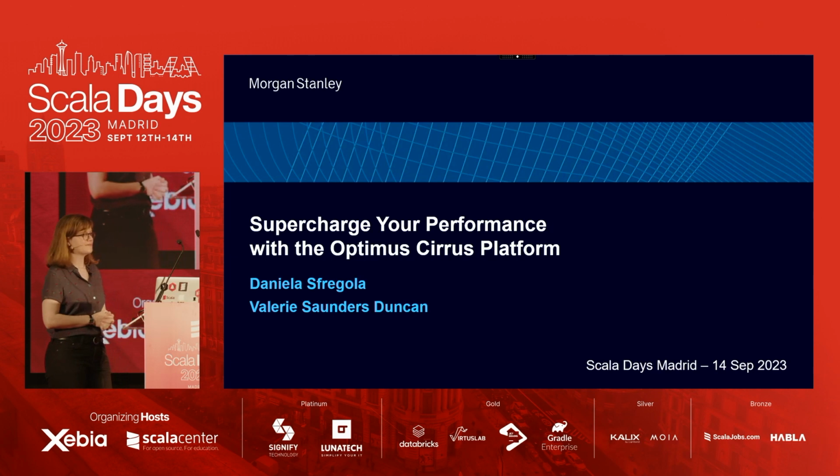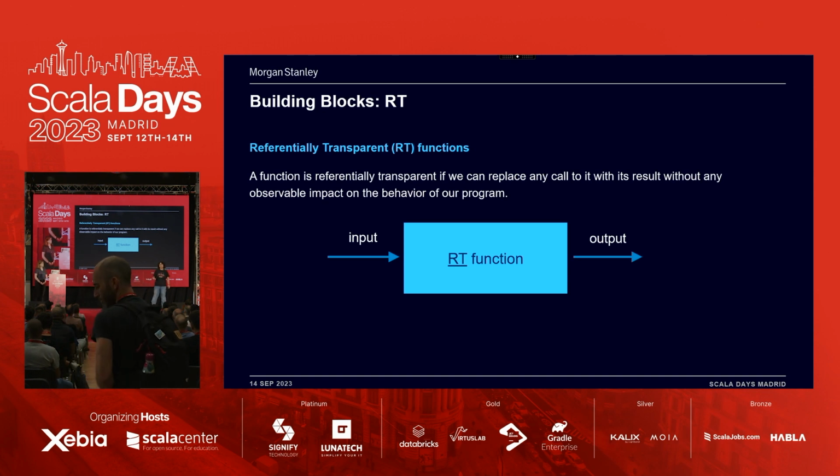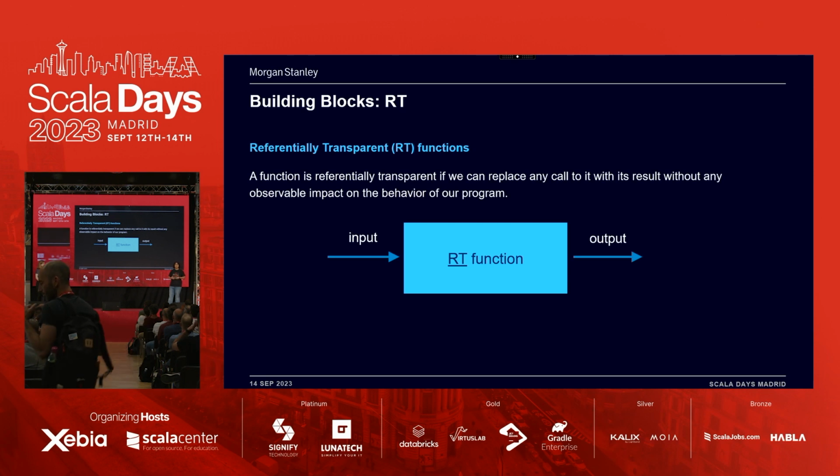So let's get started. Let's start by discussing something that we surely have not invented. There is referential transparency. And this is the building block of the Optimus Cirrus platform. Most of you hopefully are already familiar with it, but let's quickly refresh what this means.